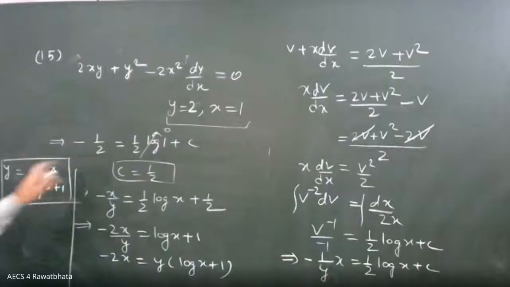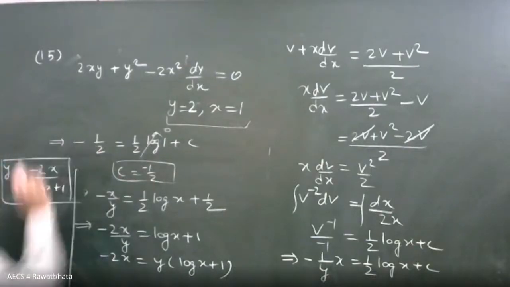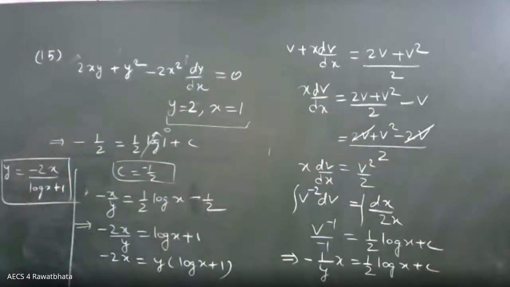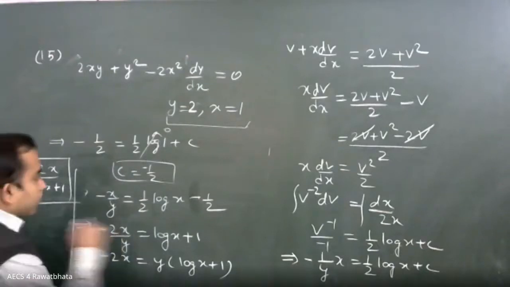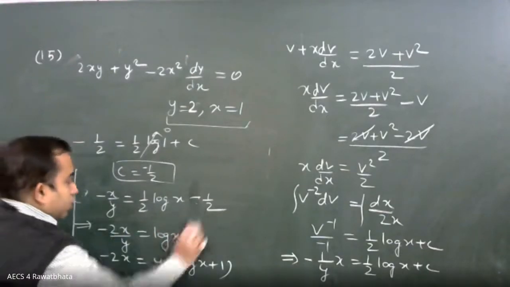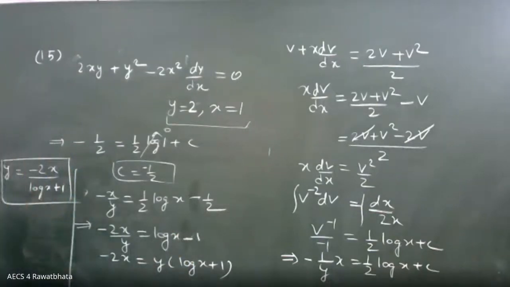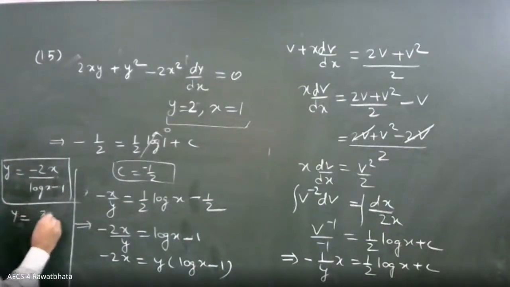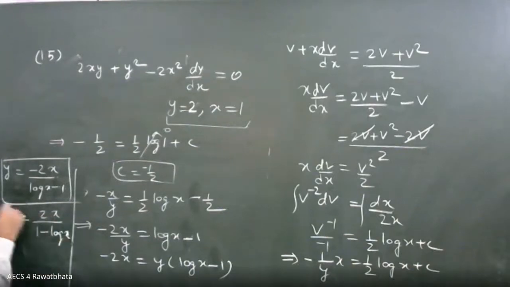Sir, C is minus 1 by 2. C is, I'm sorry, minus half. Yes, C is minus half. C is minus half means minus से multiply करेंगे throughout, then log x minus 1. Yes, now minus you can bring down and it will become 2x upon 1 minus log x. Is this the answer, students? Yes, sir. This should be the answer.